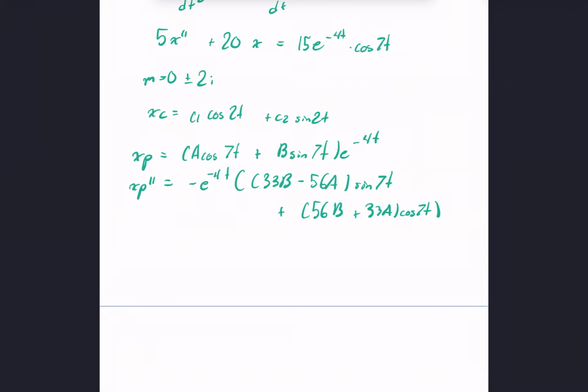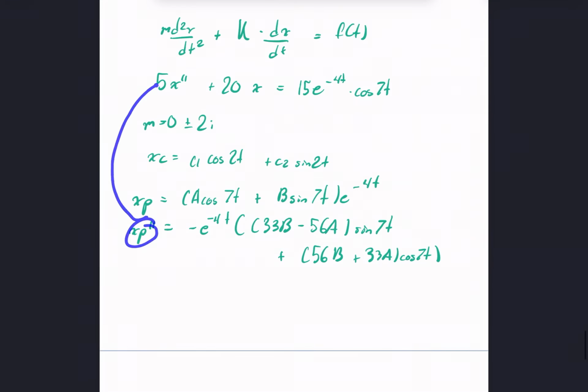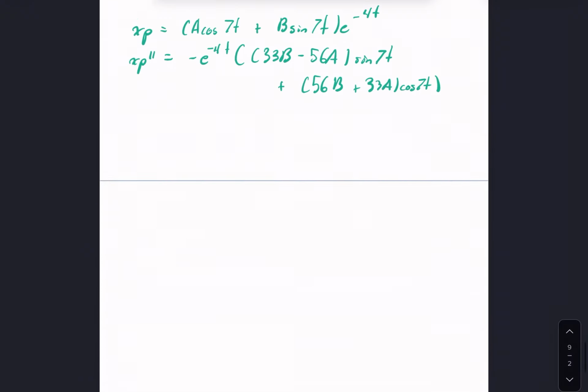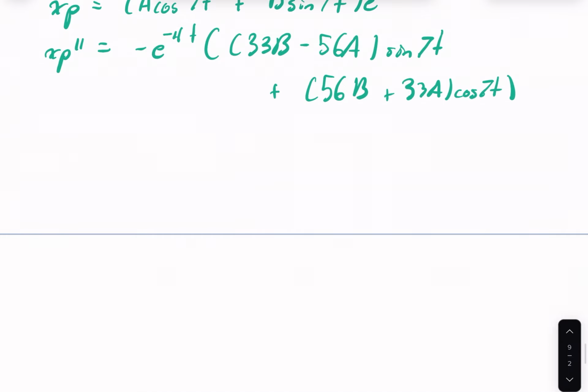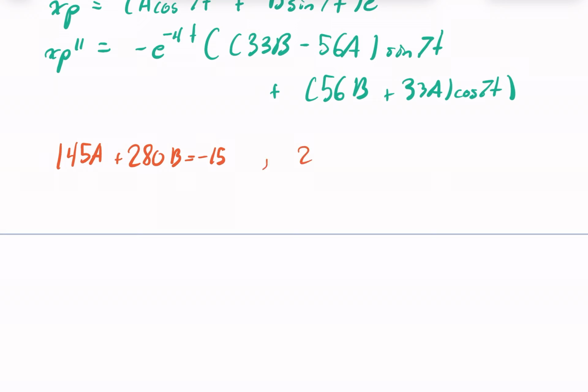So I'm gonna give you guys a little bit right here. We plug this in here, and then we plug this part in here, and we set it equal to this, okay? If you do that, you'll follow along with me, and you'll see that you'll get something like 145a plus 280b equals negative 15, and 280a equals 145b. This part is for sine, this part is for cos. So do with that as you will.